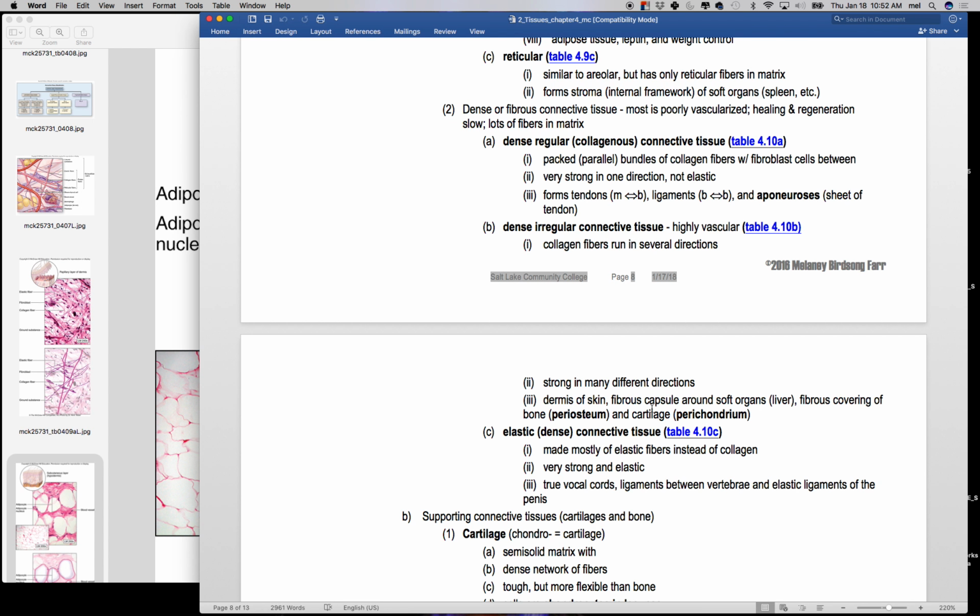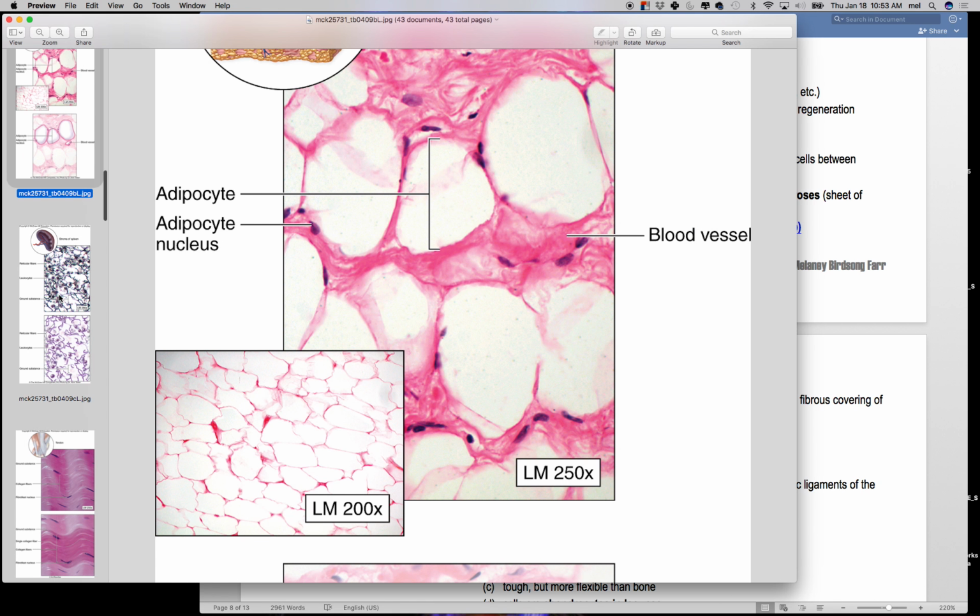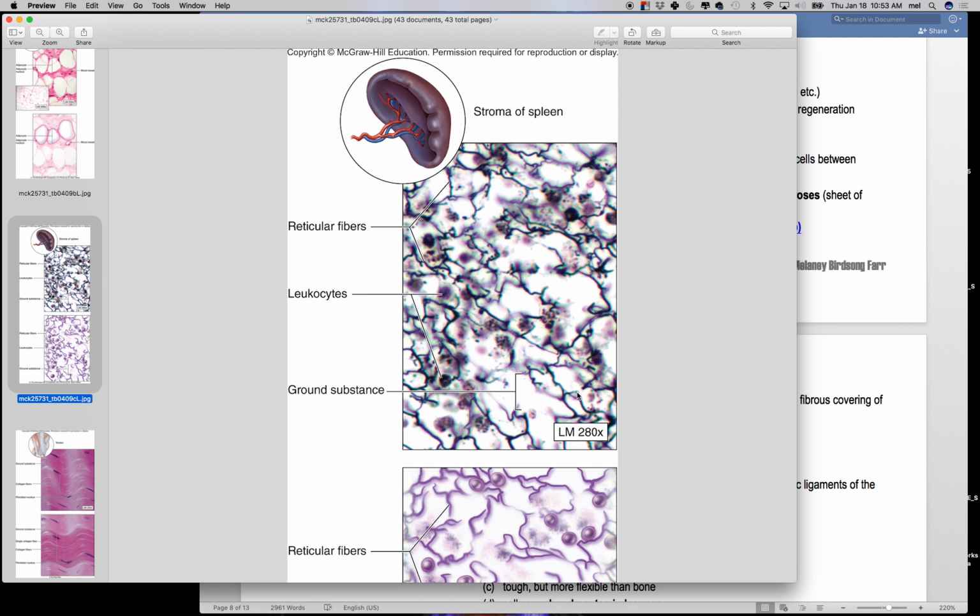Okay, and then the last one is reticular. Reticular connective tissue is like that hairnet tissue, but it's the only tissue in which you can see the reticular fibers. The fibers you're seeing are reticular fibers. It's obviously loose, right? Okay. No need to worry about the kinds of cells that are present there. We don't usually hold you responsible for them.